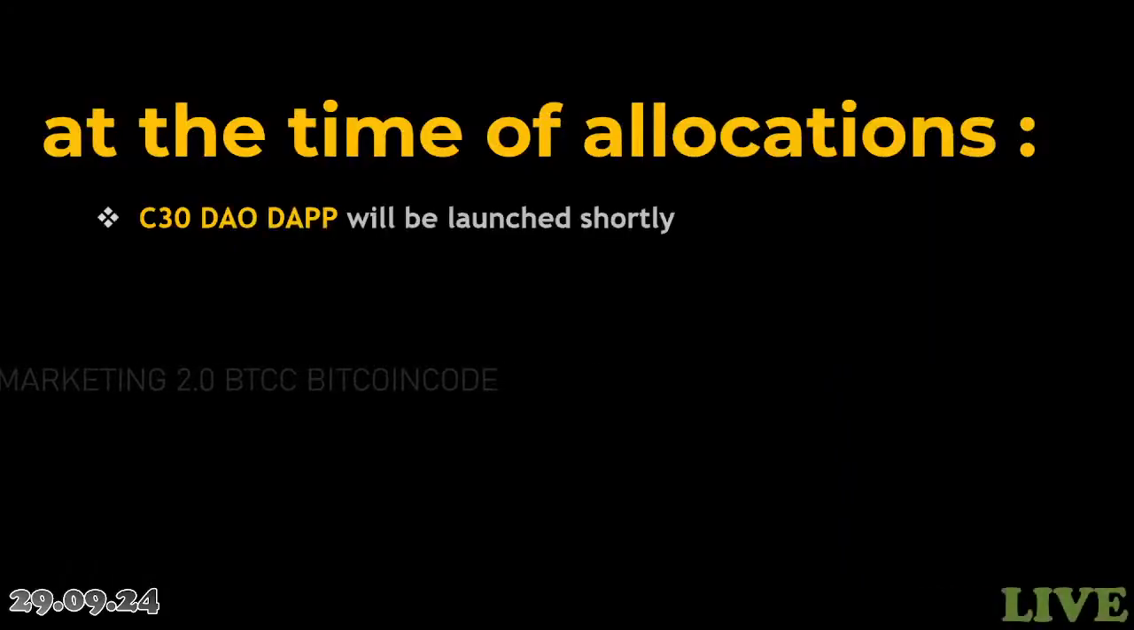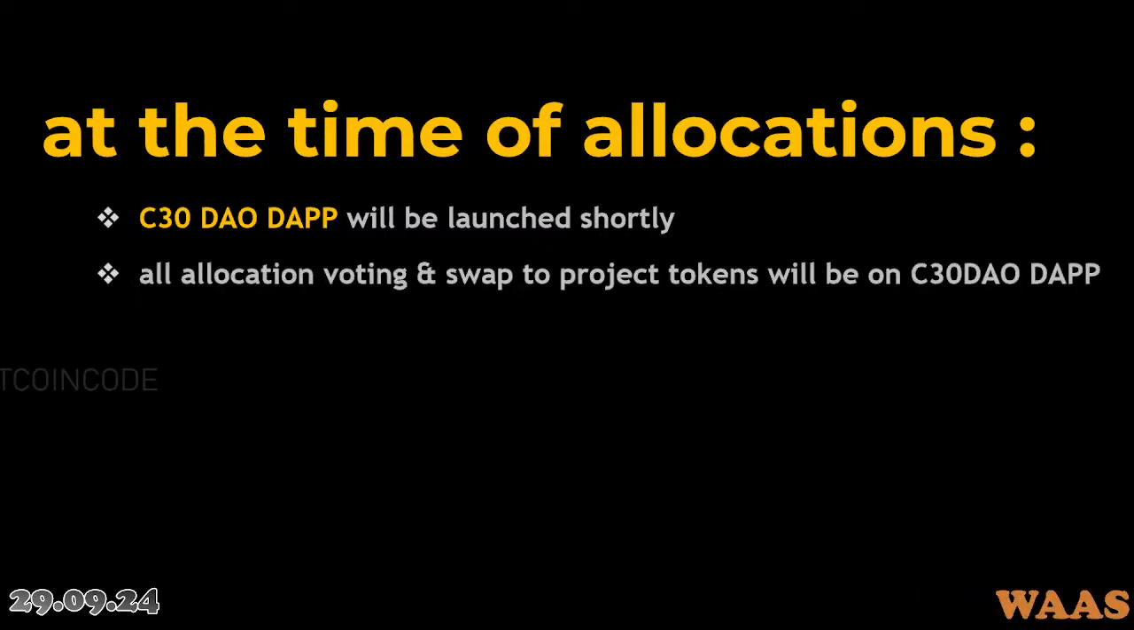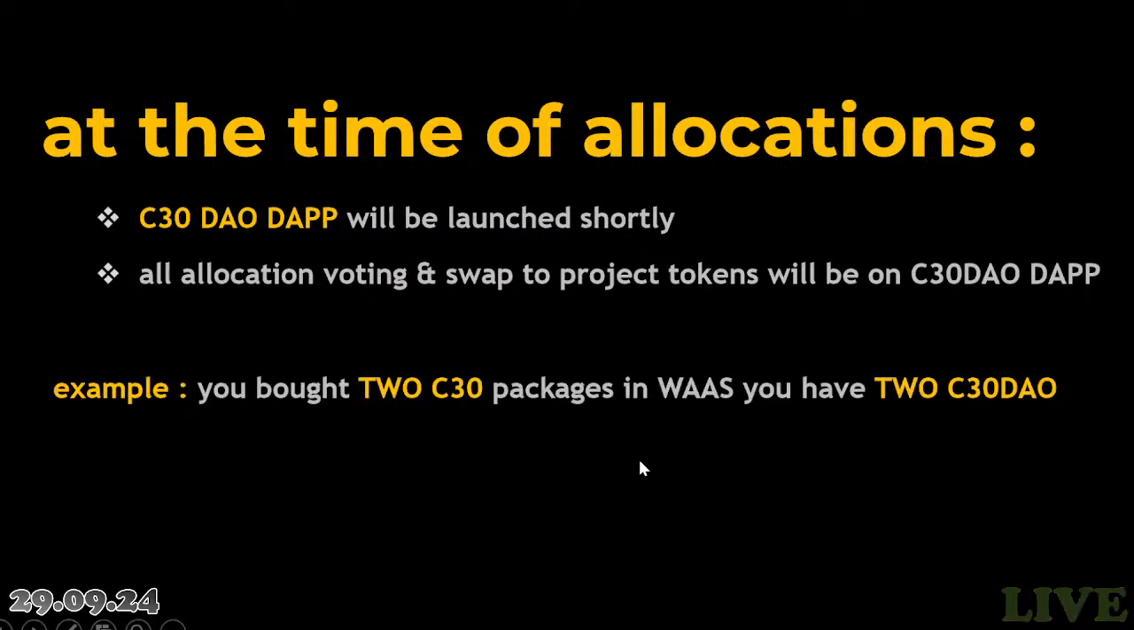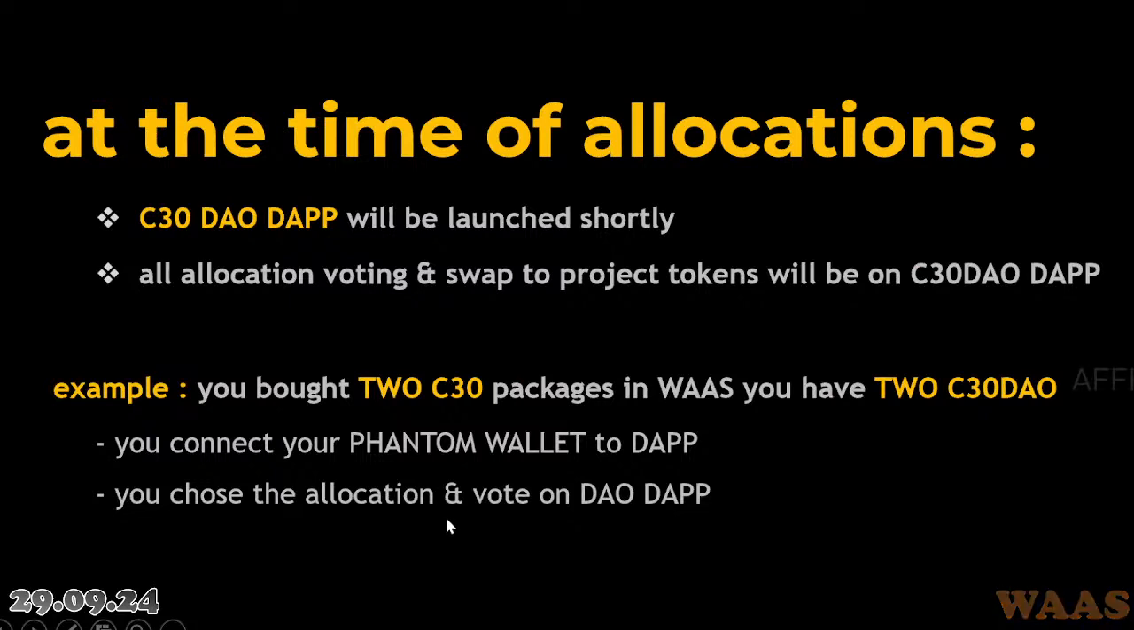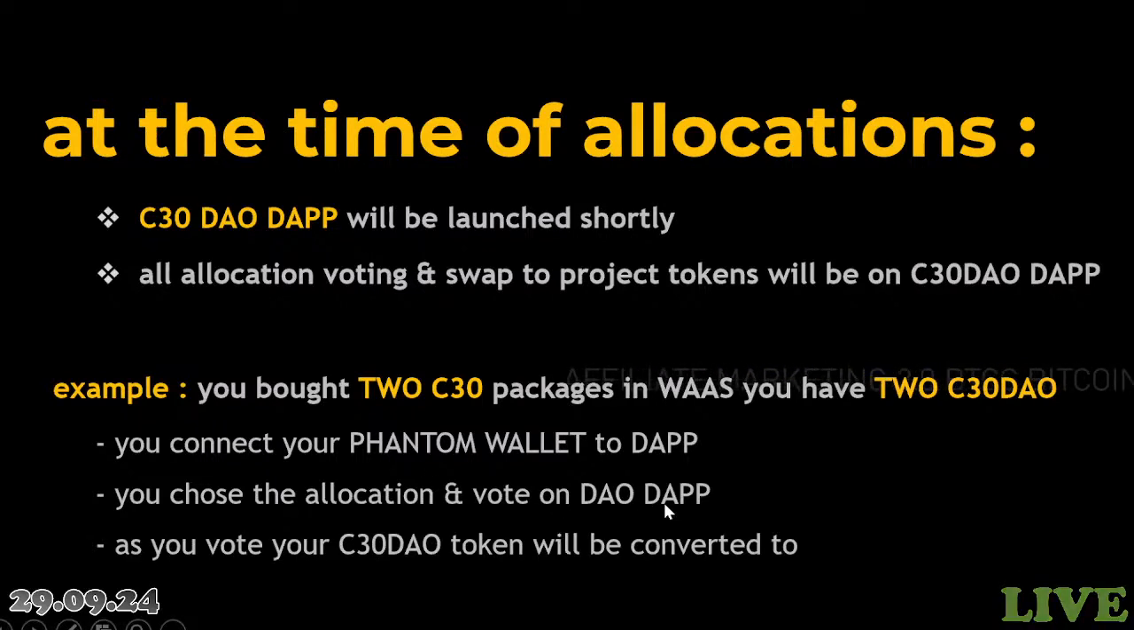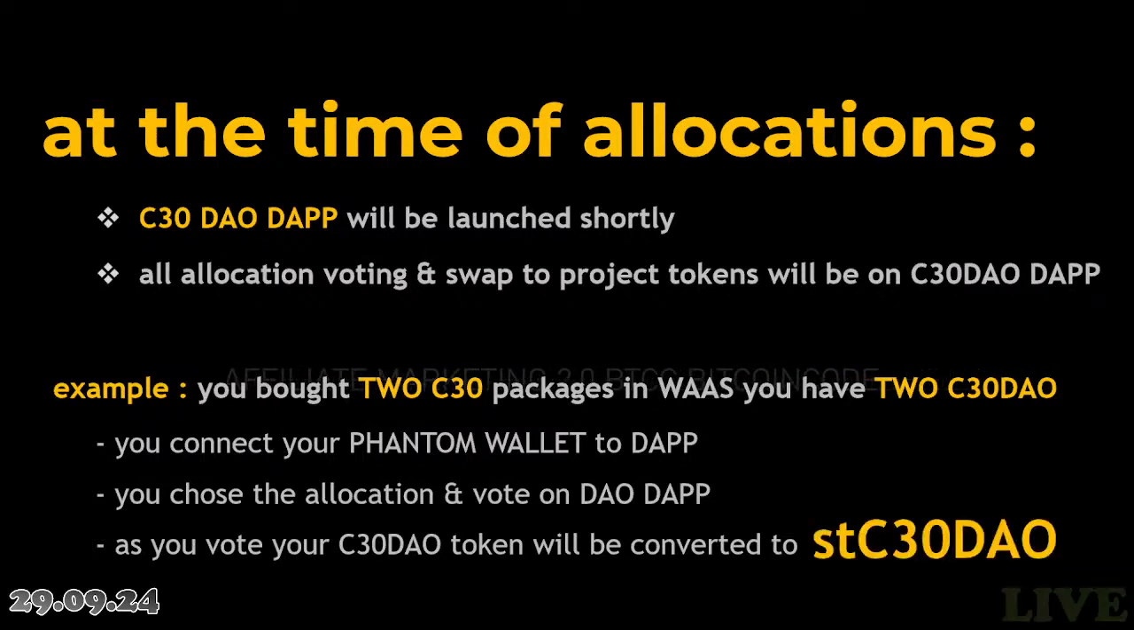All right. Now at the time of allocation, the C30 DAO dApp will be launched shortly, and after allocation, voting and swap to project tokens will be on the C30 DAO dApp. For example, you have bought two packages, so you received two C30 DAO tokens. You connect your Phantom wallet to the dApp and choose the allocation whenever they are available. If you want to participate in that allocation, you vote on the DAO dApp. That way, your C30 DAO token will be utilized as a vote, and it will be burnt, but converted in a way to ST C30 DAO tokens.